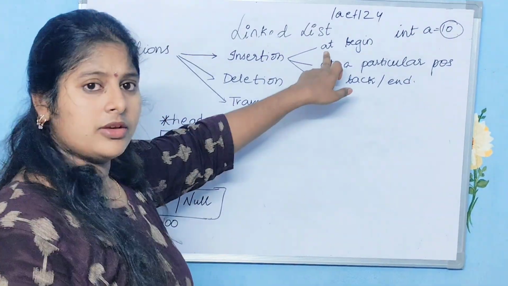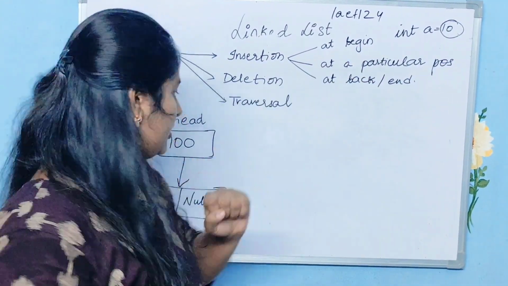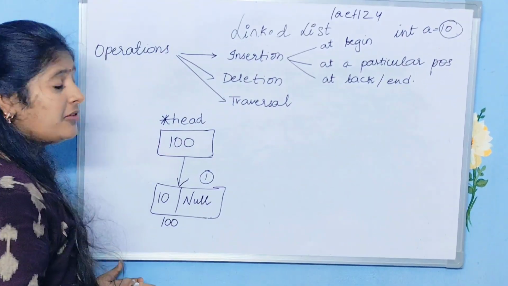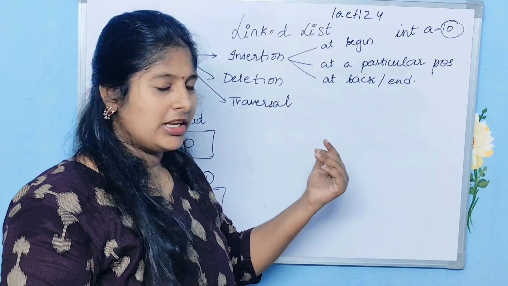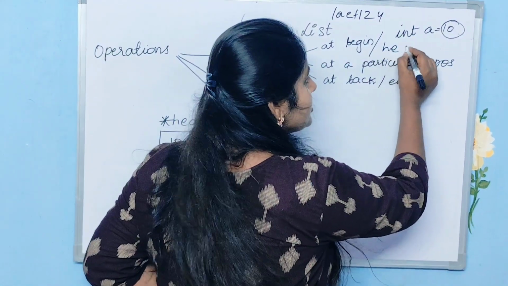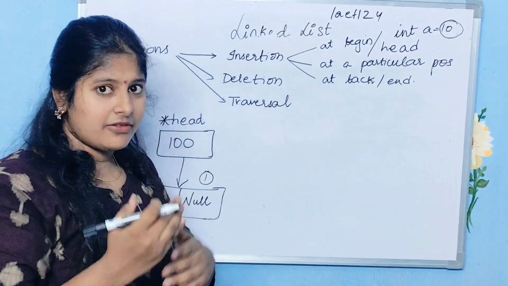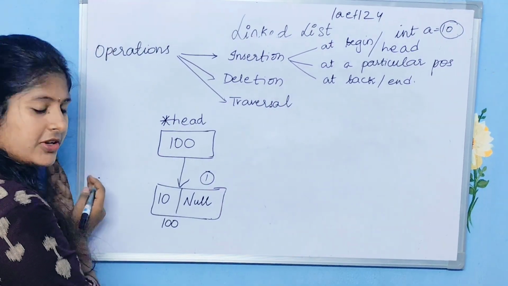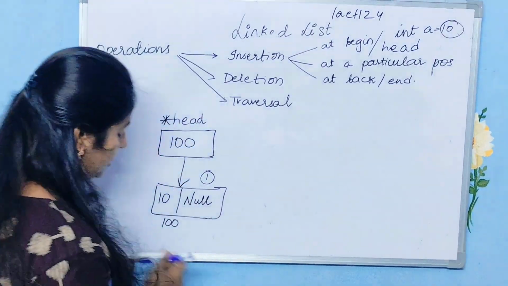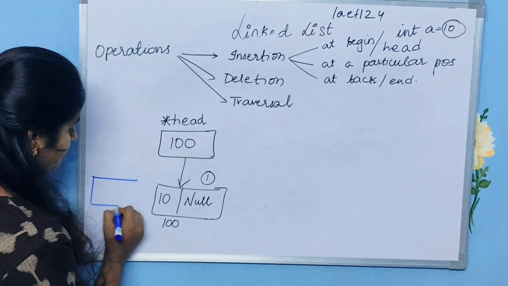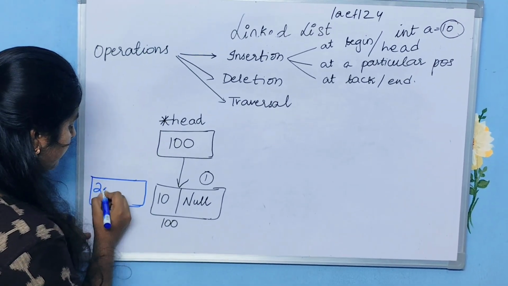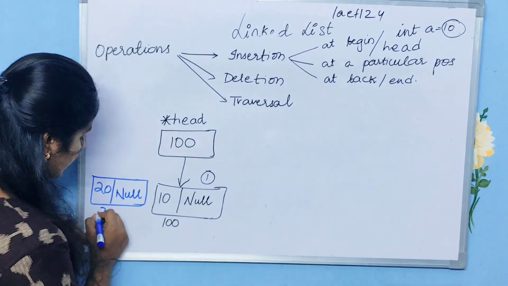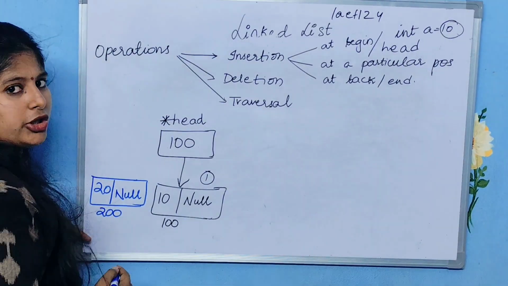Say I've given it here, right? At the beginning. Say, for example, what is my first node over here? This one. If I have asked you to add at the beginning, you can call it head also. So in case I have asked you to add at the beginning, you have to add before this first node. So my node will be coming over here. Say, for example, my node is 20. Initially, I did not establish any connection between them. Say I've stored it at the 200th location.